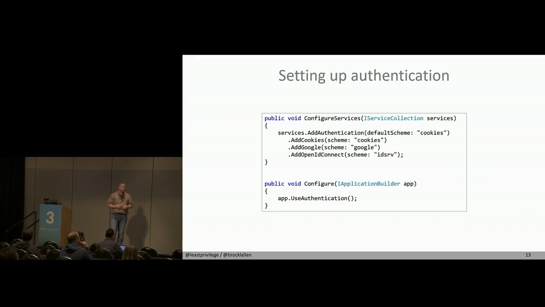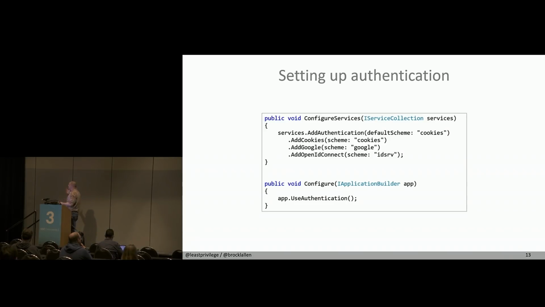So an example of setting up an application would look like this: in your DI configuration, when you configure services, you would call add authentication, that adds the general authentication services. You then add cookies, Google, and OpenID Connect, because those are the particular handlers that this application wants to use. So you want to do session management with cookies, and you want to allow the user to go to Google login, and you want to allow the user to go to some OpenID Connect provider to log in, okay?